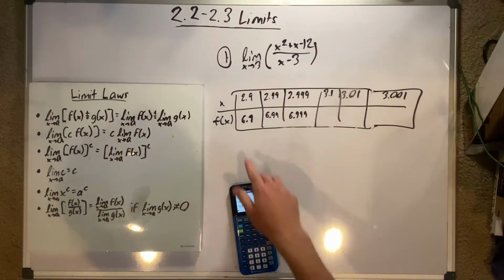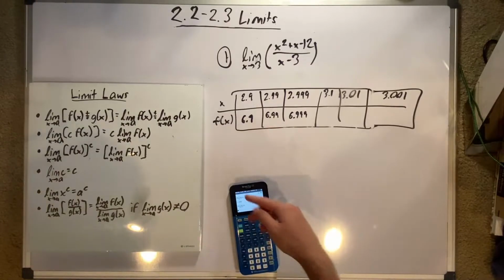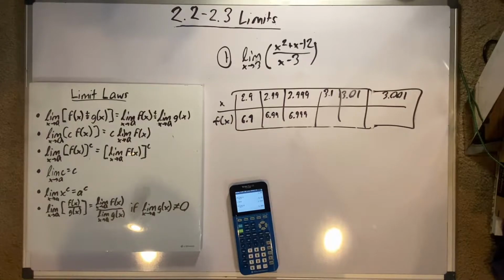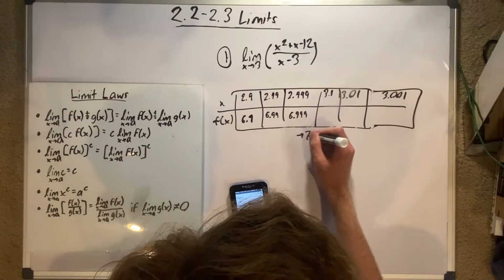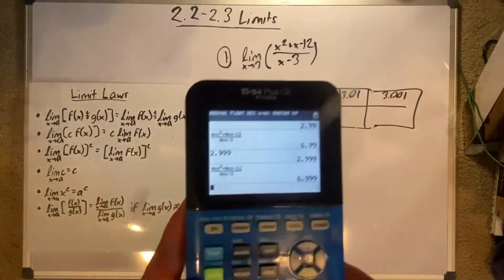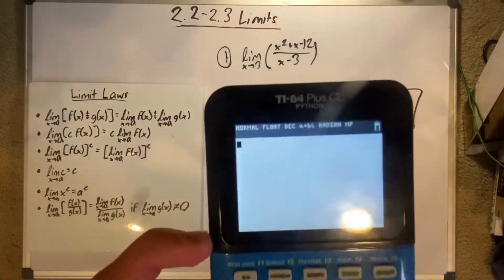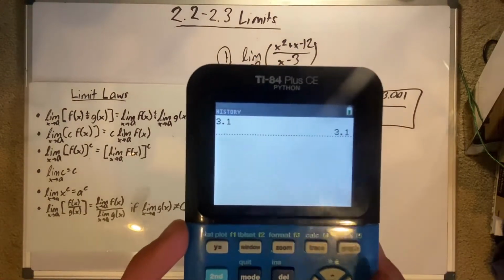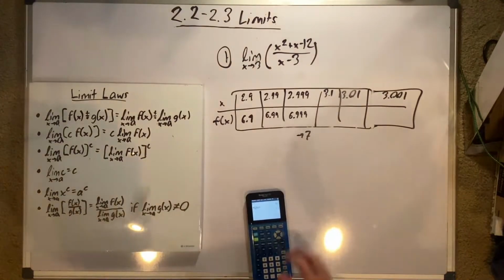Obviously, as x approaches 3 from the negative side, it gets closer and closer to 7. So let's just say it approaches 7 there. Now let's see how it works here with this 3.1. So we're going to go 3.1, scroll back up to find the answer. 3.1, 7.1.